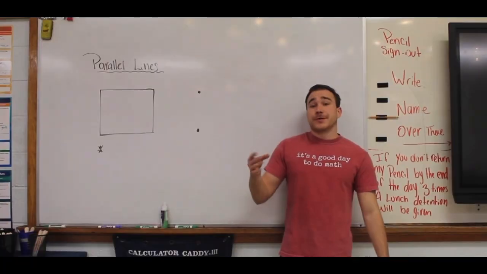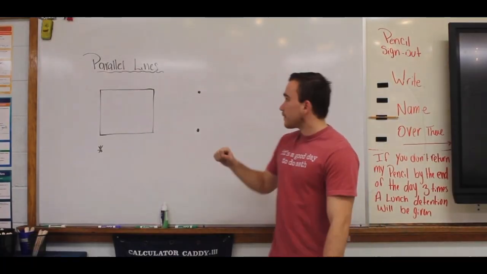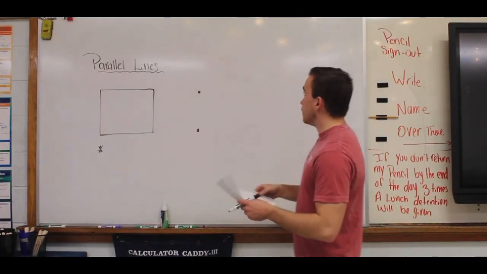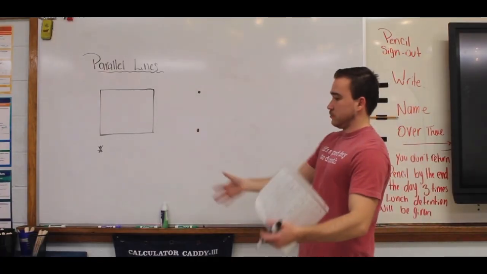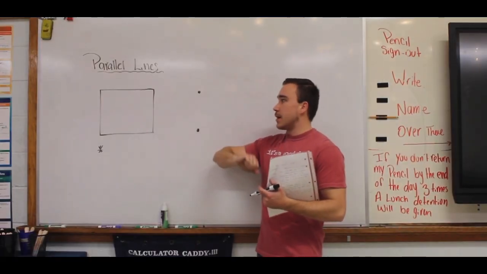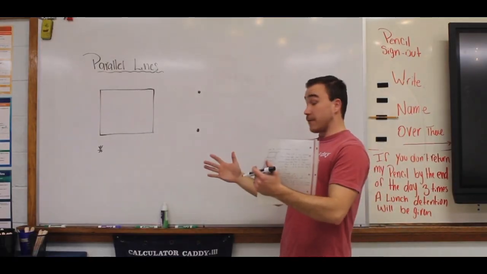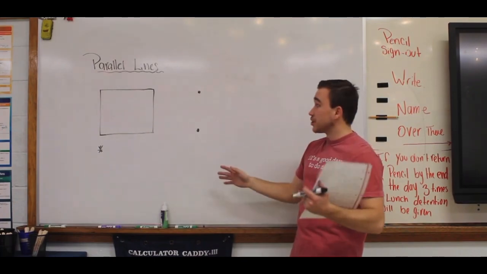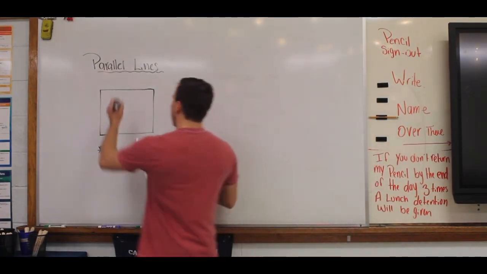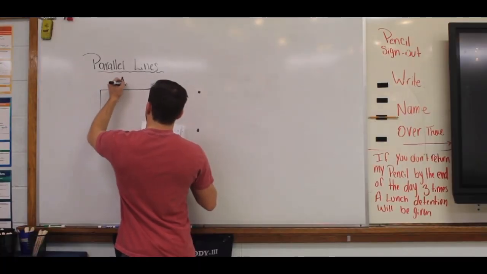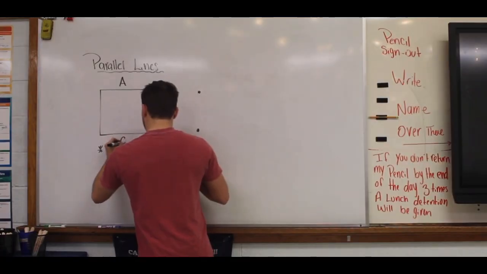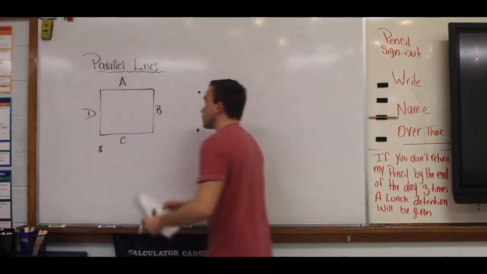And the last thing we're going to talk about before wrapping up this lesson is parallel lines. So, we know from when we listed out our definitions that parallel lines are two lines that go on forever, that never intersect or never touch. So, we've got to show that using some sort of notation. And we know we're talking about lines, so we're going to label the lines A, B, C, and D.